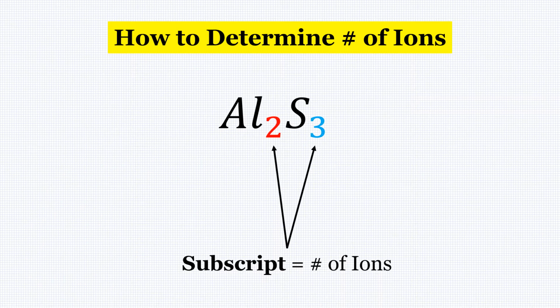So we've already talked about the subscript when we're looking at a compound. Here we have aluminum sulfide. We know that the 2 here tells us that we have 2 aluminum ions, and the subscript here tells us that we have 3 sulfur ions.